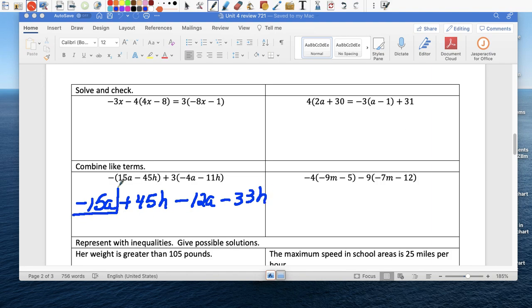Combine like terms, yeah. Combine this guy over here, this guy over here. We get negative 27a. And then combine this guy and this guy. We can get positive 12h.